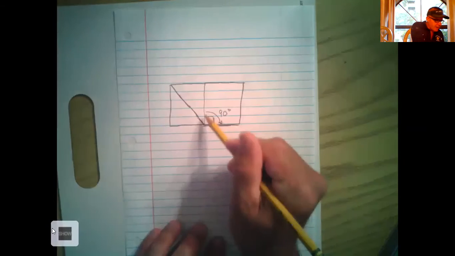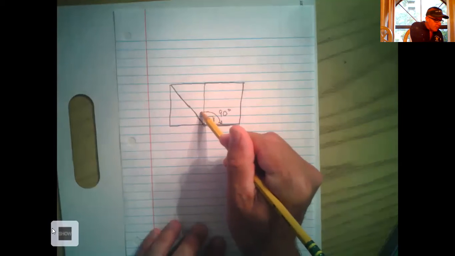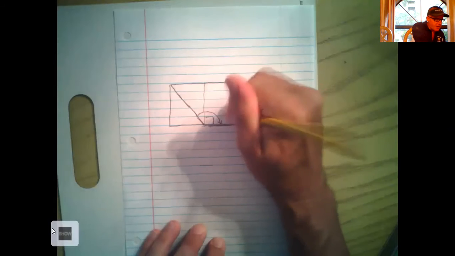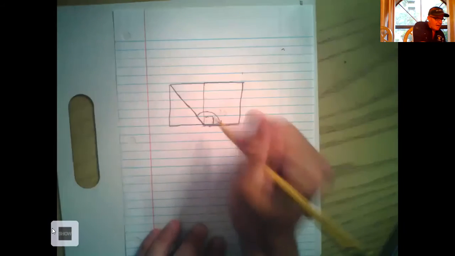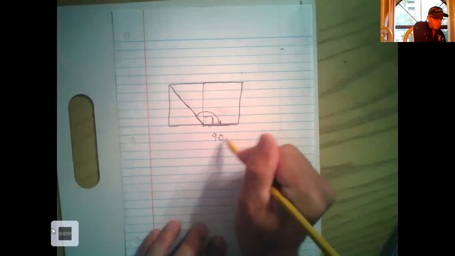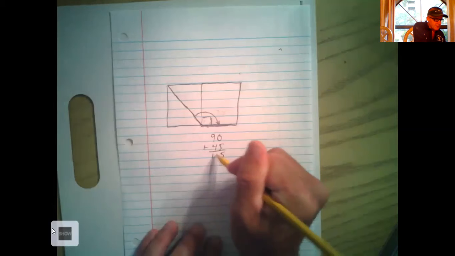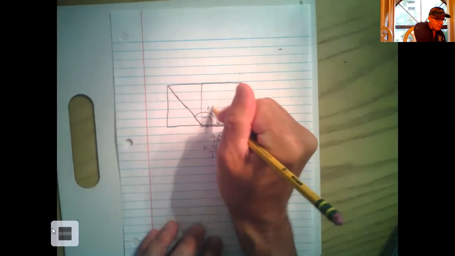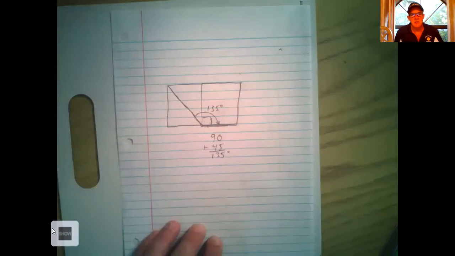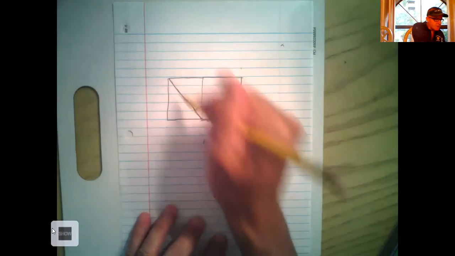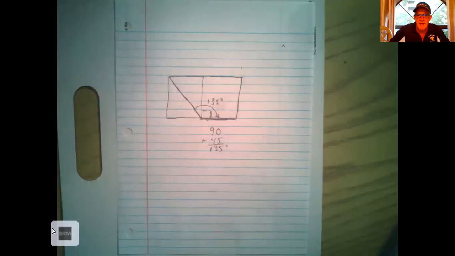So this is 90 already, and then we go another 45. I'm going to erase that because we're looking at a different angle now. So this right here, 90 plus 45 is 135 degrees. Just by knowing that a right angle is 90 degrees, I can see that this angle right here is going to be 135 degrees. The next thing that we're going to look at is a clock.